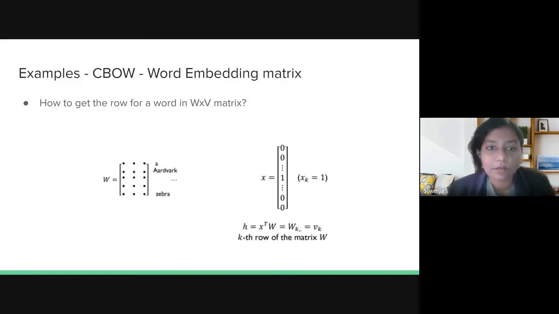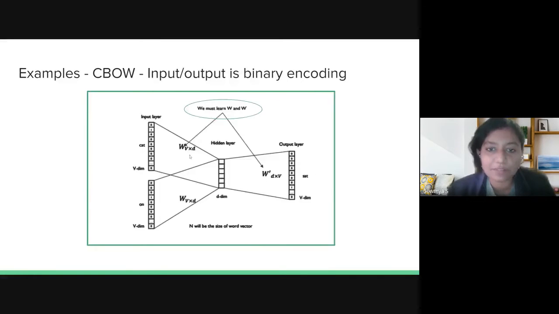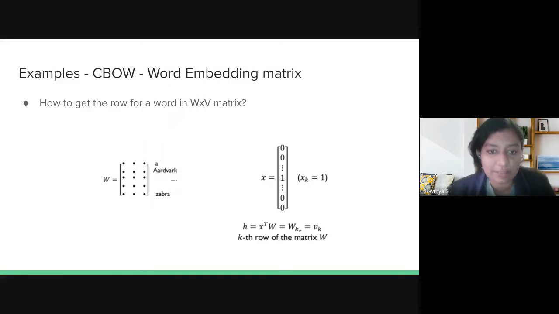Now, we have this W, V cross D matrix. How do we get the vectorial representation for a word? So if I arrange all the words in alphabetical order, I have this big V cross D matrix. But what I am interested in is the vectorial representation of one word. Say this one. All I'll do is mathematically do X transpose W, and you will get the vectorial representation of that. It's basically a vectorial way of representing what we might implement as, say, a hash table or something like that.